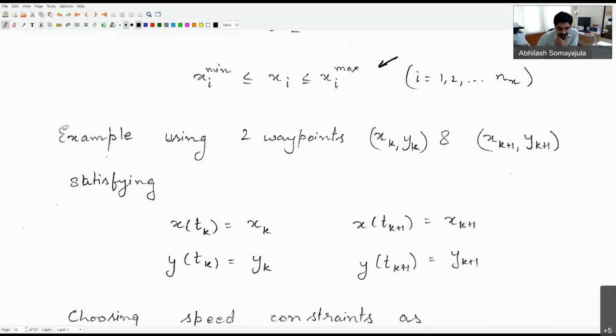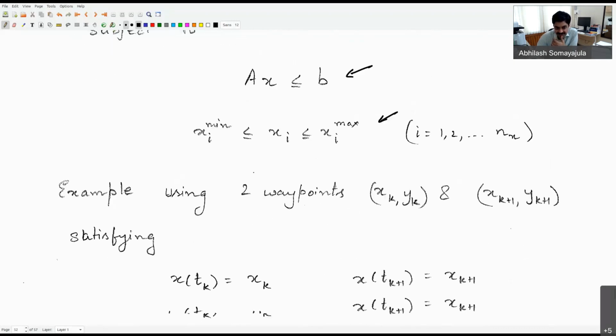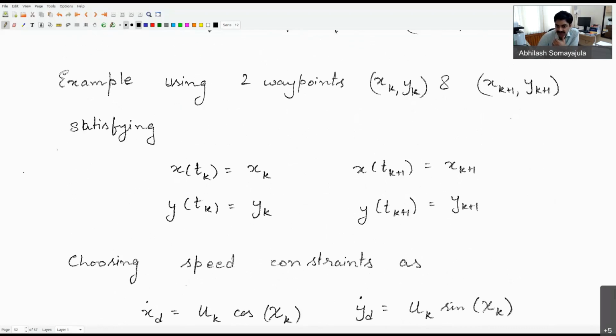Okay, so in order to set up our problem in this format, let us say that there are two waypoints, xk and xk plus 1. Okay, so this is the kth waypoint and this is the k plus 1th waypoint. Now we know that at time tk, this should be the two coordinates. At time tk plus 1, this should be the two coordinates of the points.